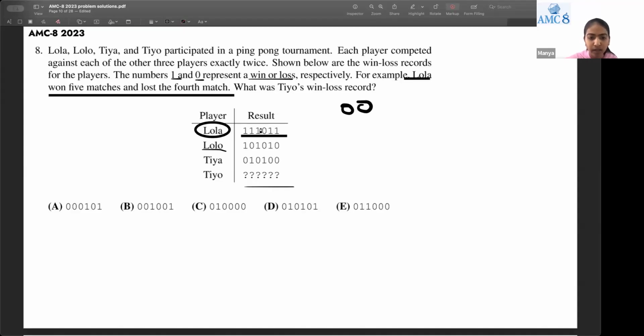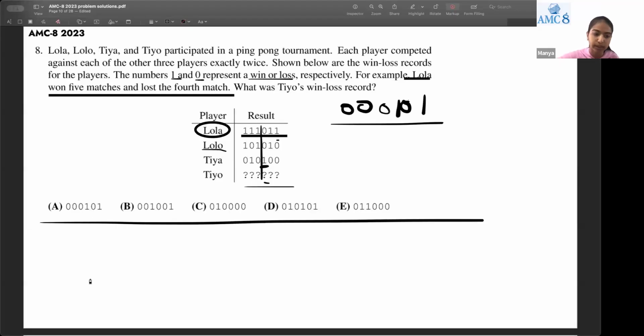For the third game here, Tio lost as well since there's already two wins. For the fourth game, Tio won since there's only one win right here. And the other person who won must be Tio. So Tio won the fourth game. For the fifth game, Tio lost. And for the sixth game, Tio won as well because once again, there's only one win right there. So this is how Tio's win-loss record should be, and which of these matches these answer choices?